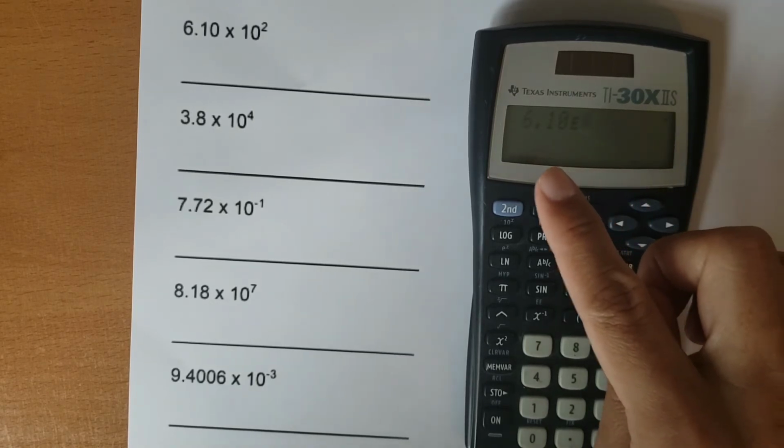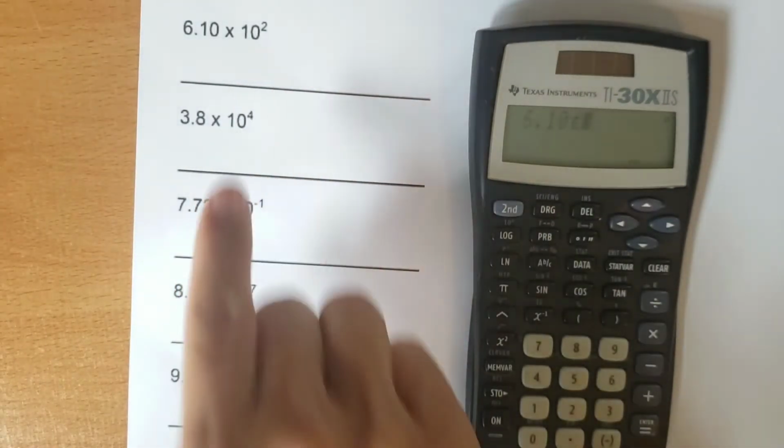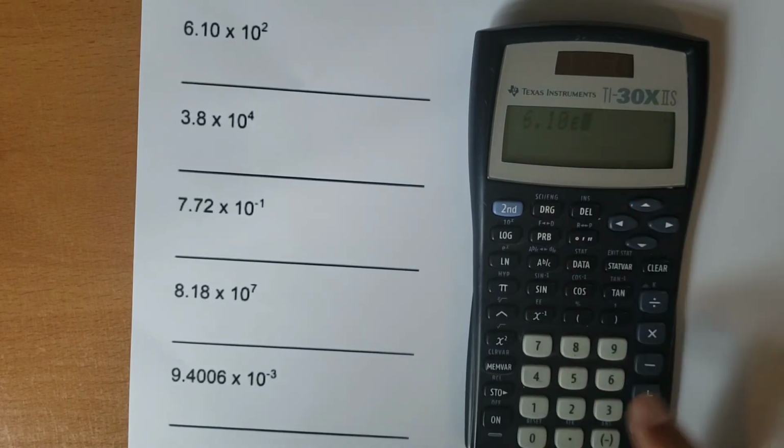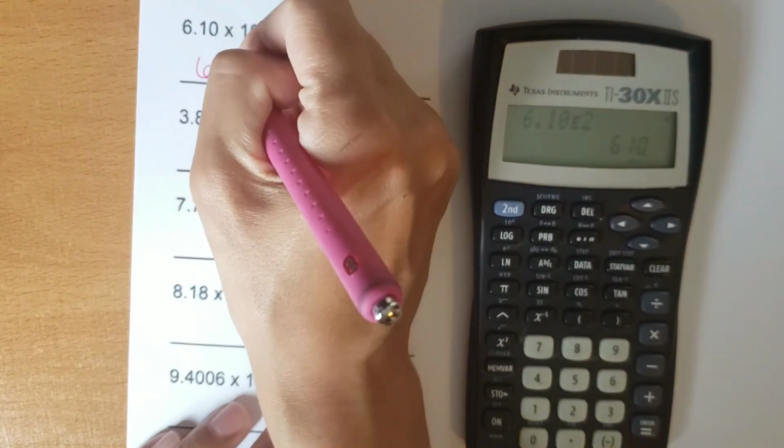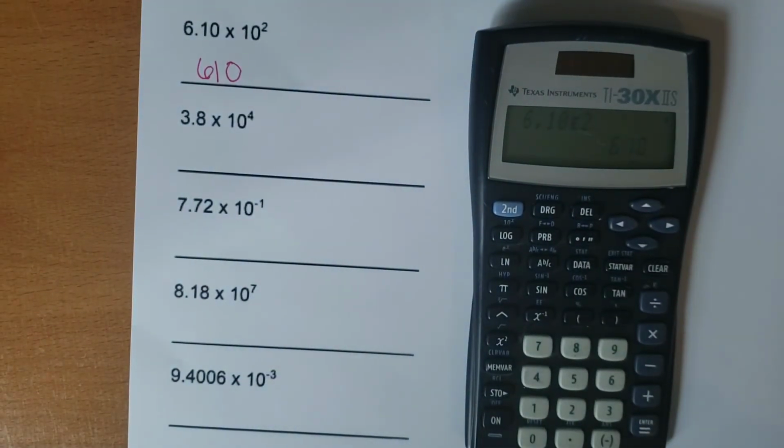So this is times 10 to the second power. So after the E, we're just going to hit 2 and enter. And this gives us the value of 610. So let's do this 2 more times together, and you can do the last 2 on your own.